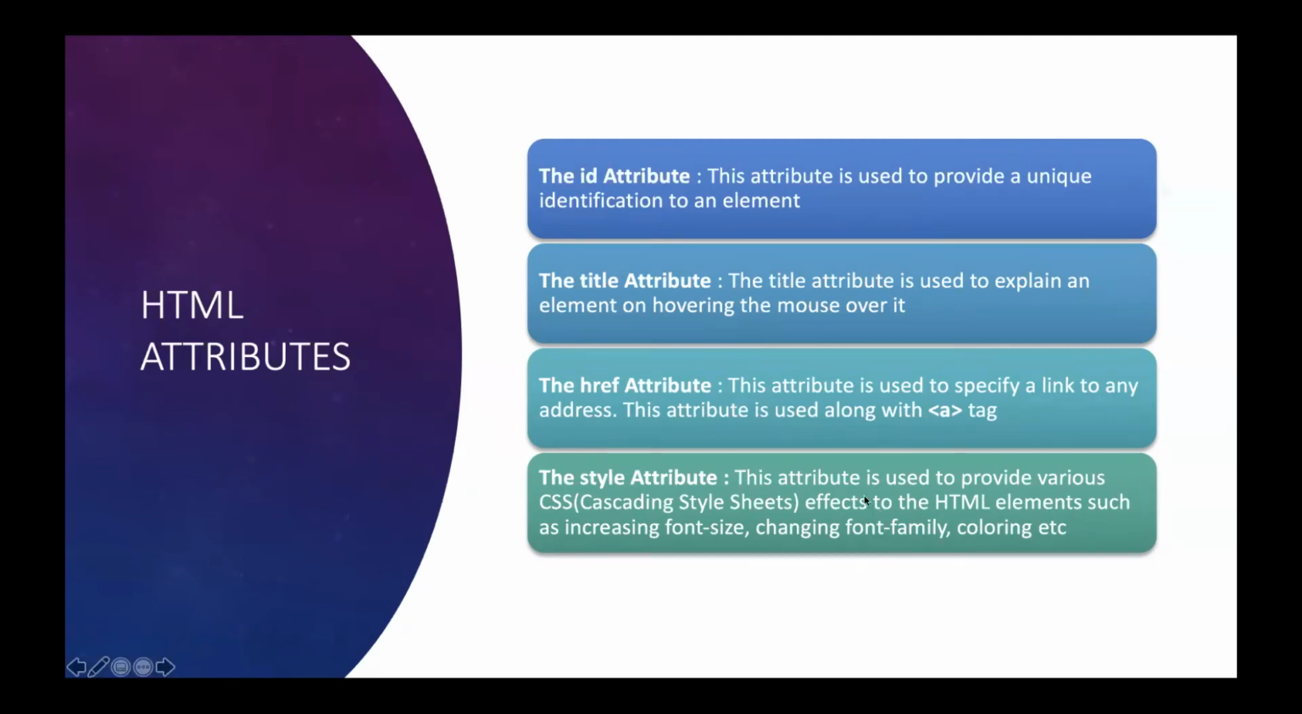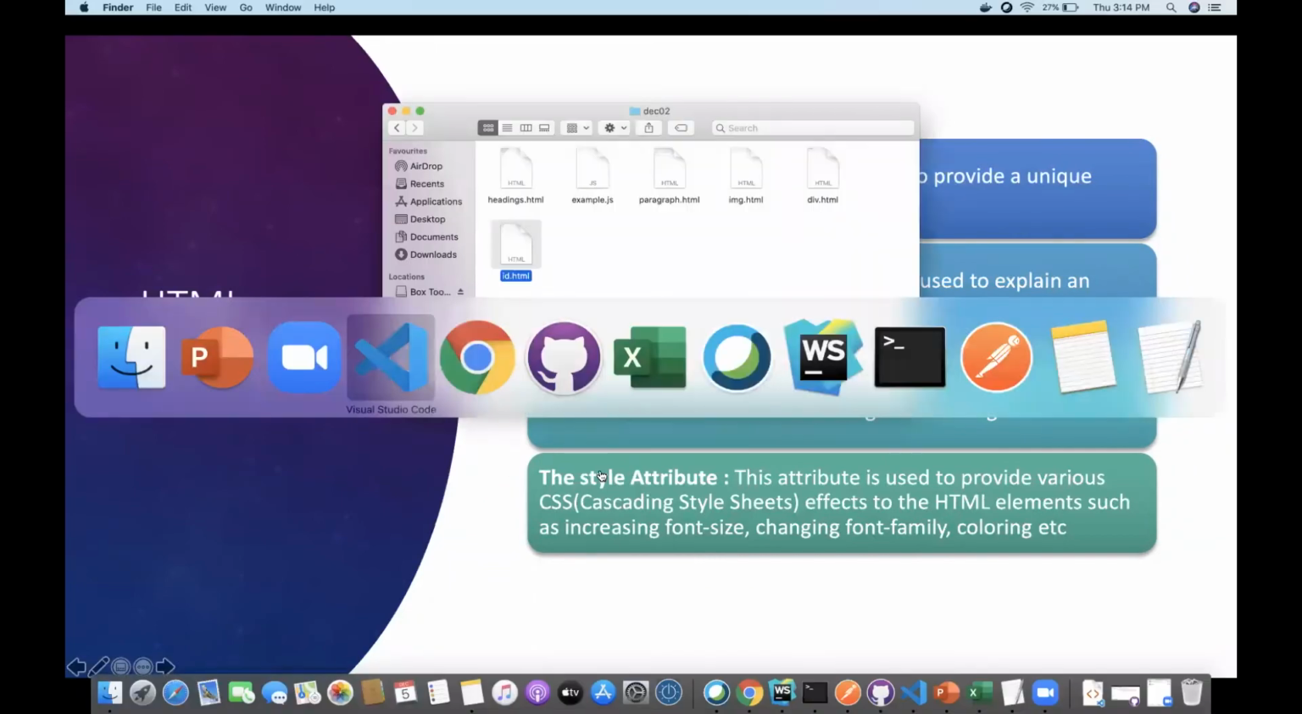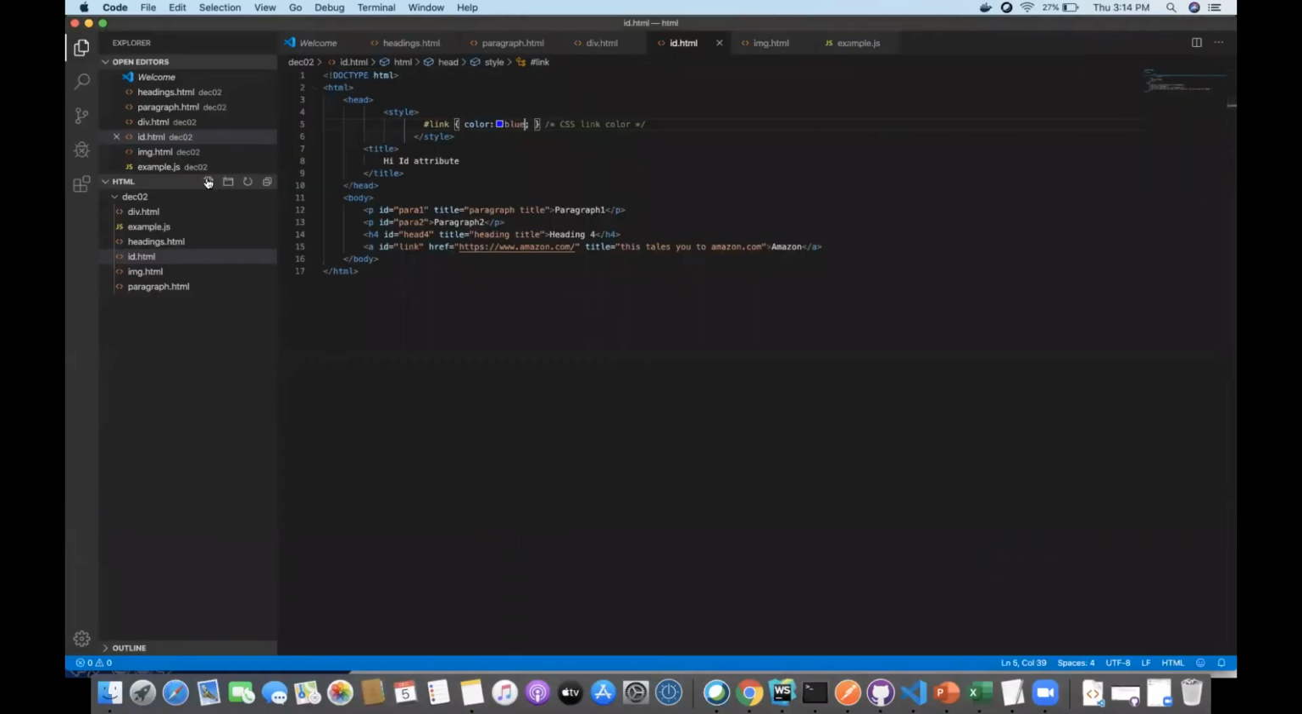Next, what is the style attribute? With the style attribute, if I want to give some coloring, color, font type, font family, you know, right? Font family like Arial, Verdana, you might have heard about it. So we can use the style attribute to give those. Let me add a new file, style.html.